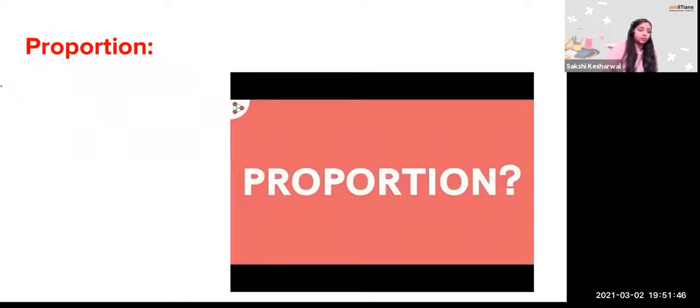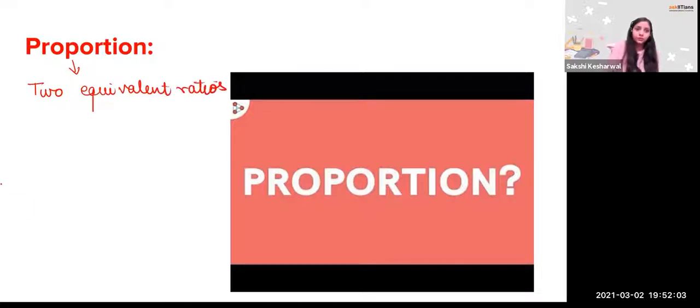So basically, what are proportions, beta? We have learned what proportions are. Proportions are basically two equivalent ratios, not fractions, but equivalent ratios. Two equivalent ratios, that we have learned.